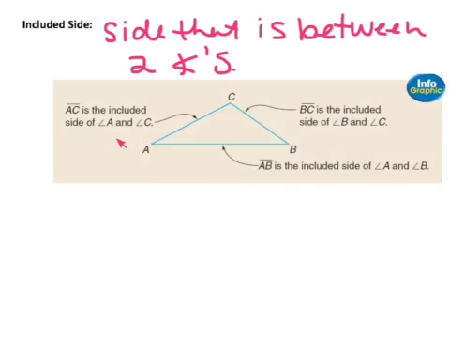Now here we have segment AC. It's said that segment AC is the included side of angle A and angle C. Likewise, segment BC is the included side of angle B and angle C because it is between angle B and angle C. Segment AB is the included side of angle A and angle B, again because it is between angle A and angle B. Let's put this to use.